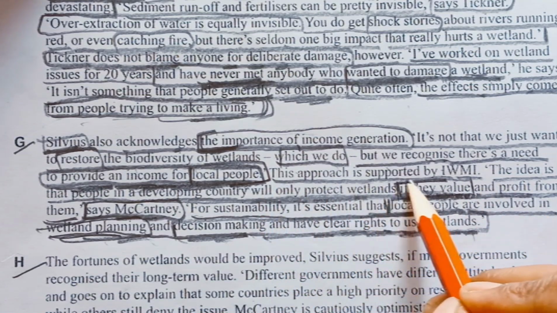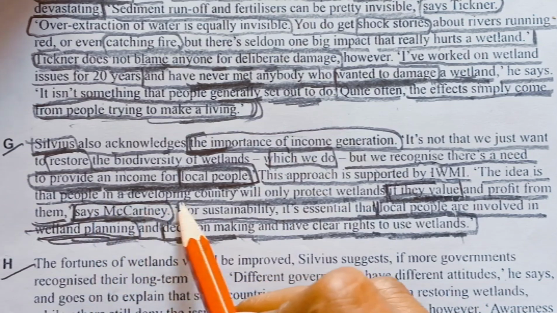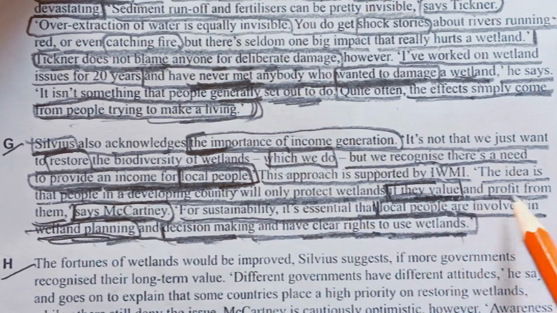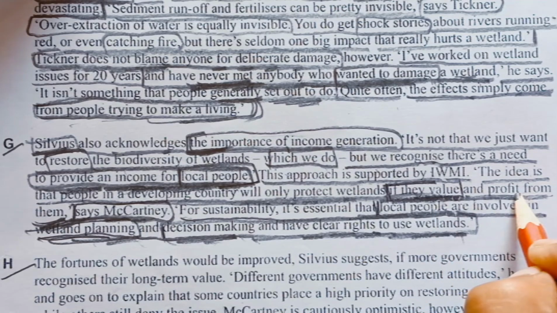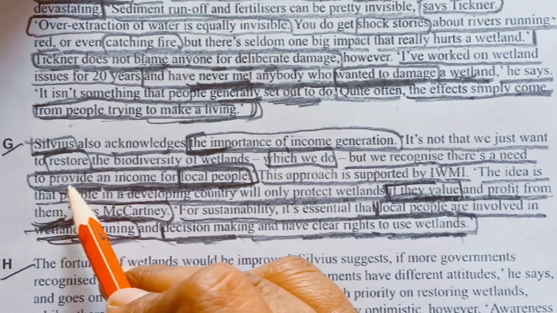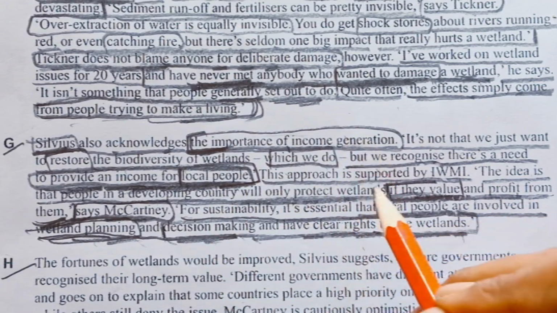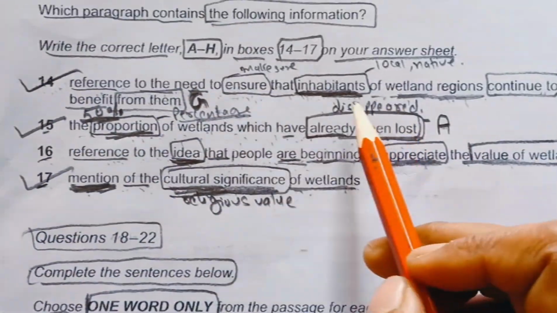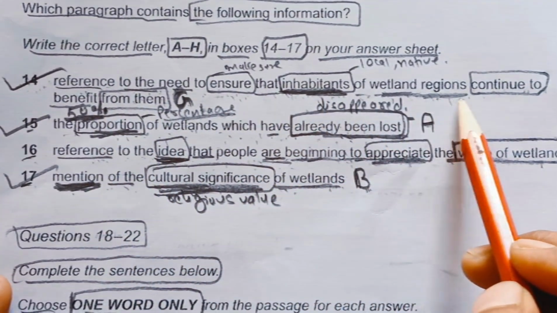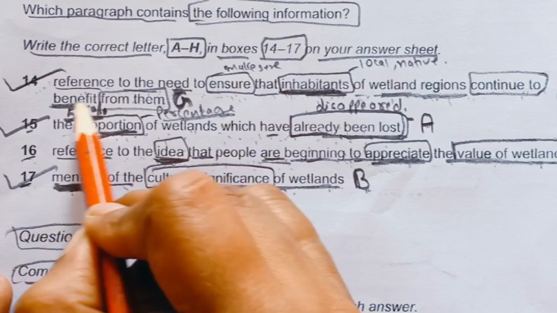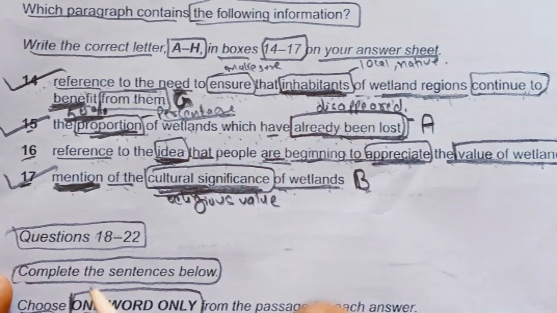And this approach is supported by IWMI. The idea is that people in a developing country will only protect wetland if they value and profit from them. Here they are talking about the value and profit, and there they are talking about the income for the local people. So from paragraph G we are getting these lines: reference to the need to make sure that inhabitants of wetland regions continue to benefit from them.